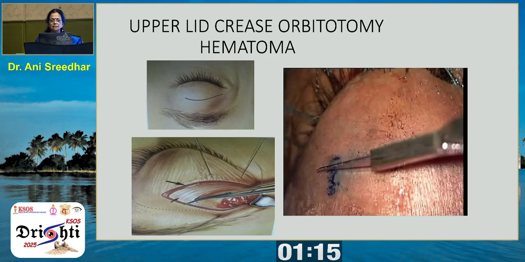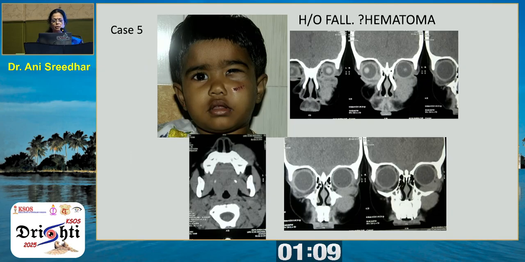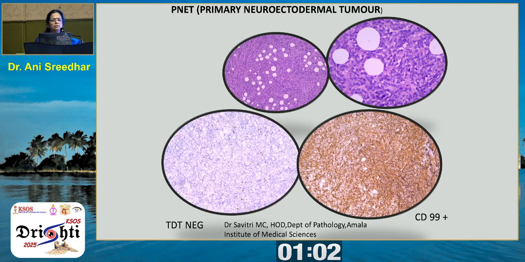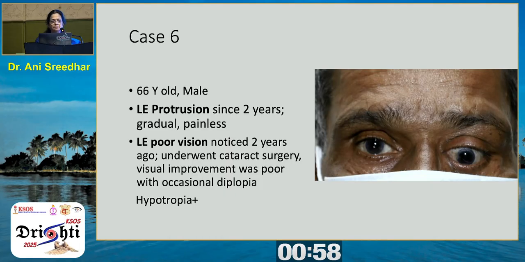Through the upper lid crease incision, after entering below the lid margin, we could see it was a hematoma. So this is like a child with a history of fall and a skin abrasion, but it was a mass. There was a mass palpable, and it was a primitive neuroectodermal tumor, which is very malignant. Again, a protrusion which lasted for 2 years. The patient came to us with hypotropia, defective vision, diplopia.